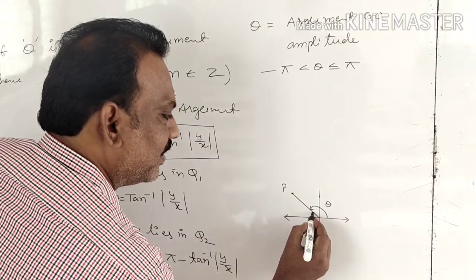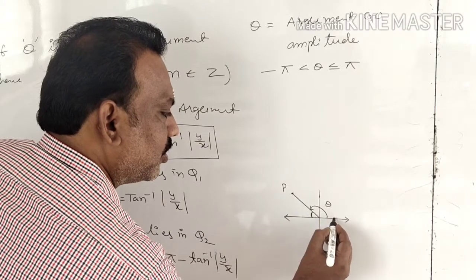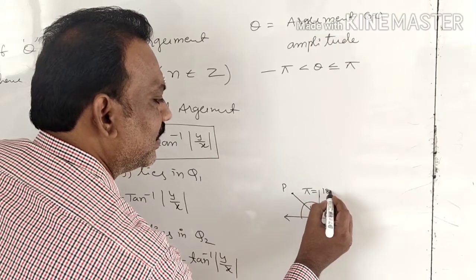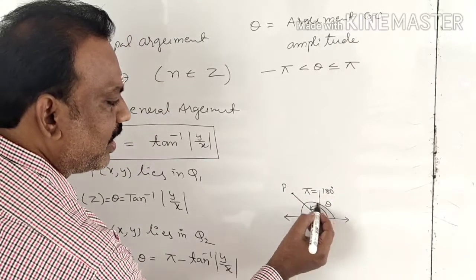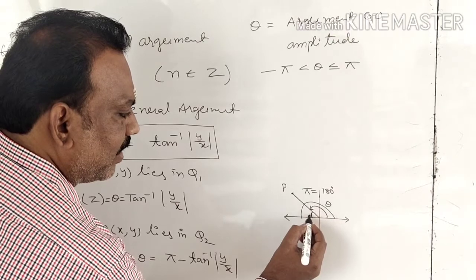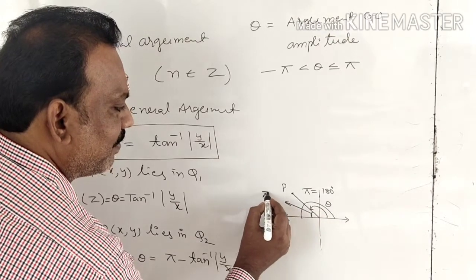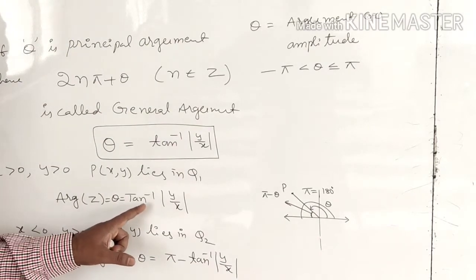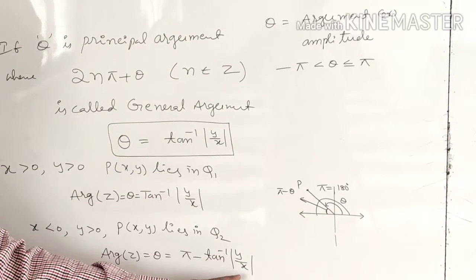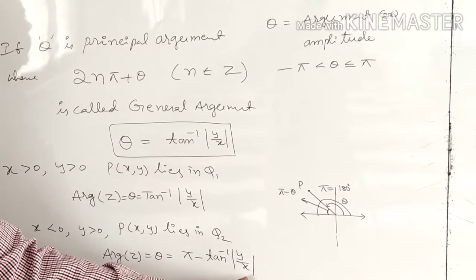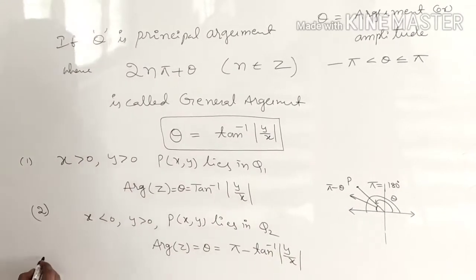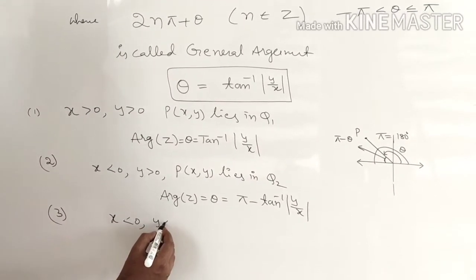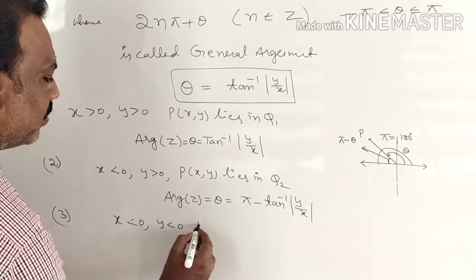You need this angle. The total angle, you know that it is a linear angle, 180 degrees or pi, correct students? So this total is 180, this is theta. What about this angle? Pi minus theta, correct or not? So pi minus, what is the theta value? Tan inverse of mod y by x. I replaced it here with tan inverse of mod y by x. Clear students? Right.